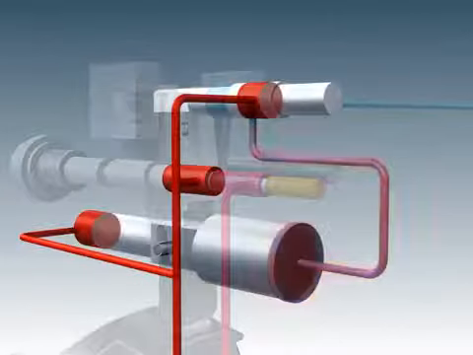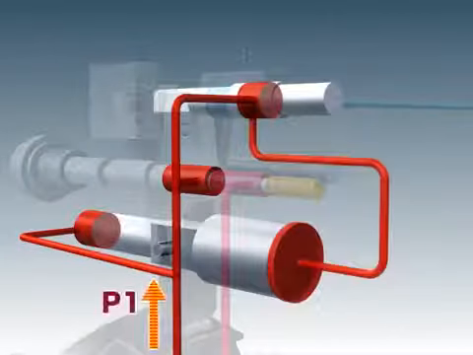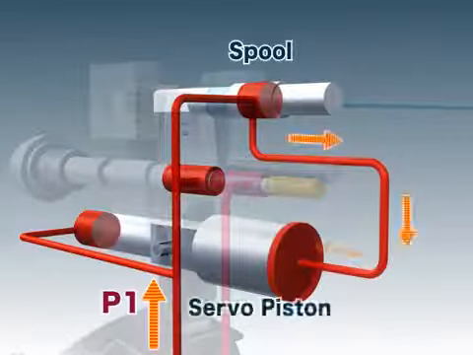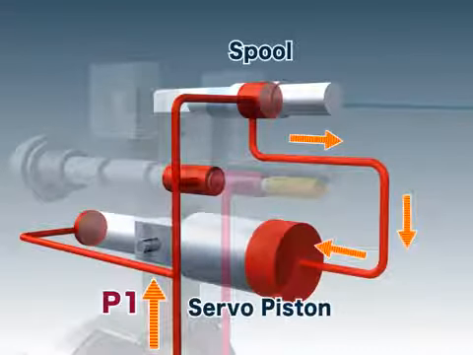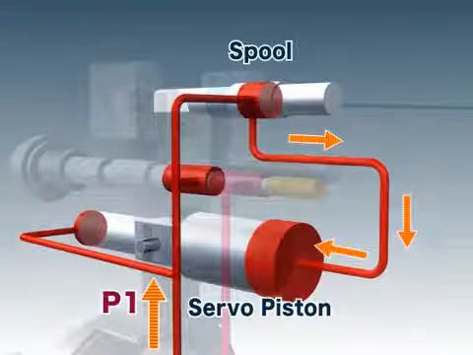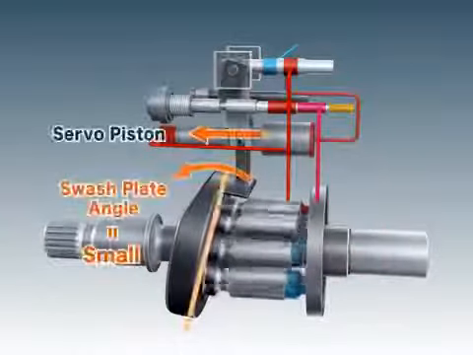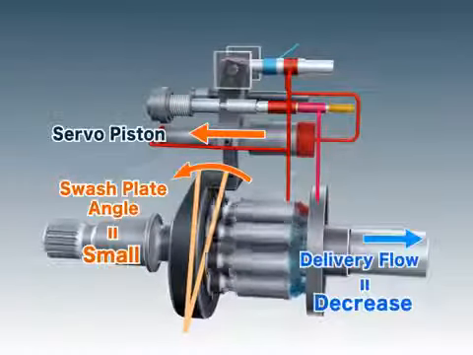Also, the delivery pressure of P1 passes through the spool and pushes against the larger side of the servo piston. As the servo piston moves, the inclination of the swash plate decreases, reducing the delivery flow.